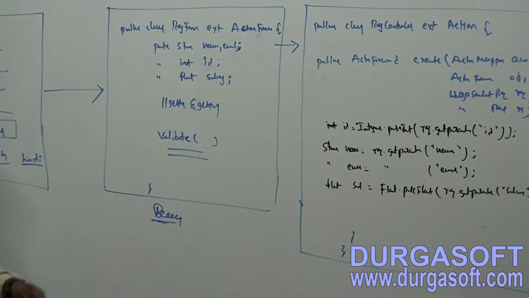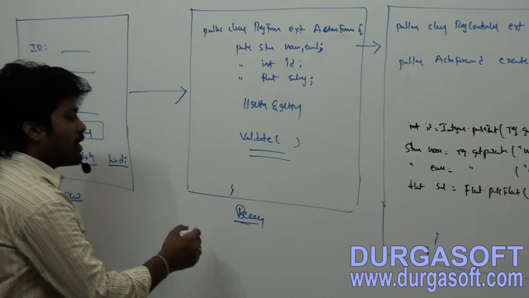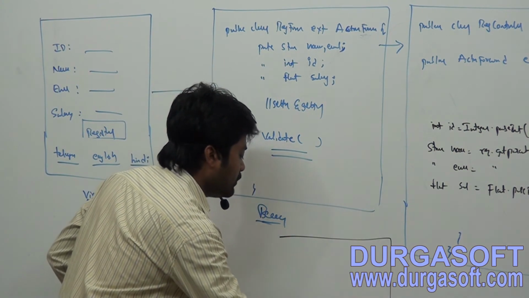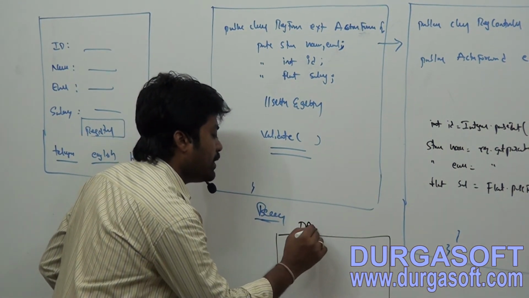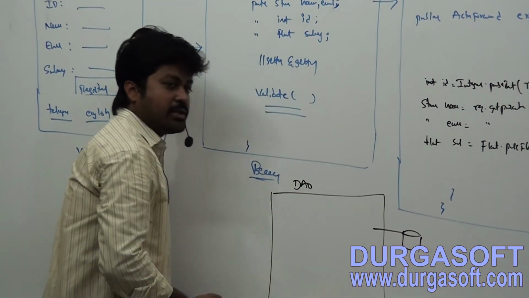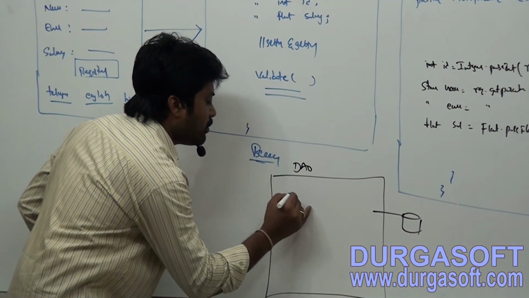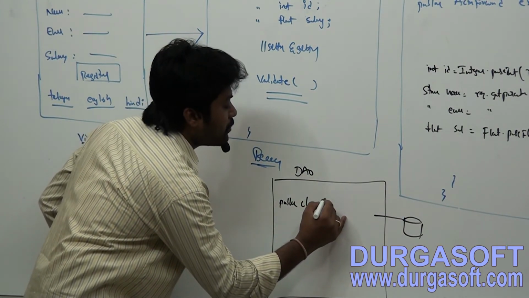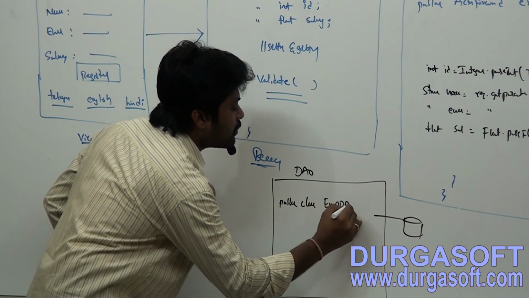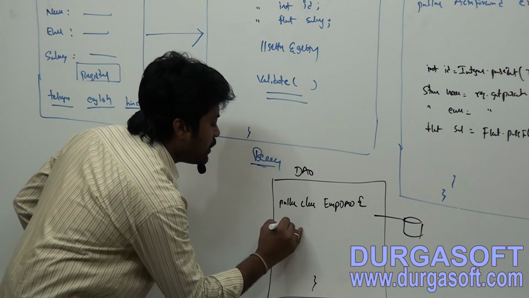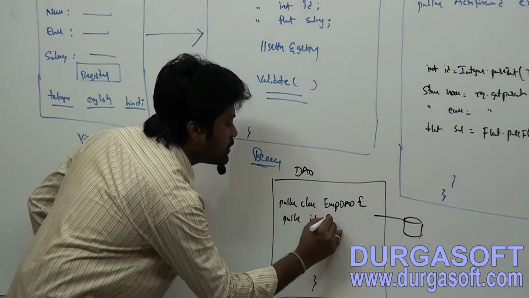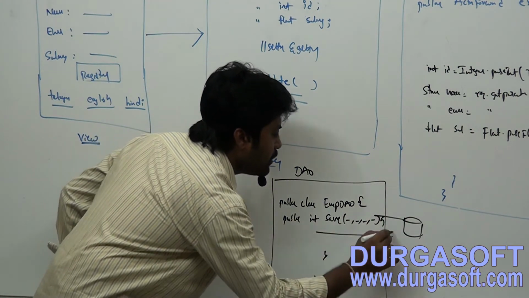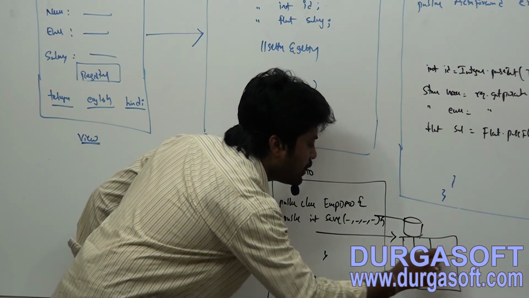After reading this data we need to send the data to the model part. Let's say if you have one DAO class, you need to send this same data to the DAO class. The DAO will do database operations. In this DAO, public class employee DAO, if you have a save method, public int save with inputs, from here we can store data into our table.